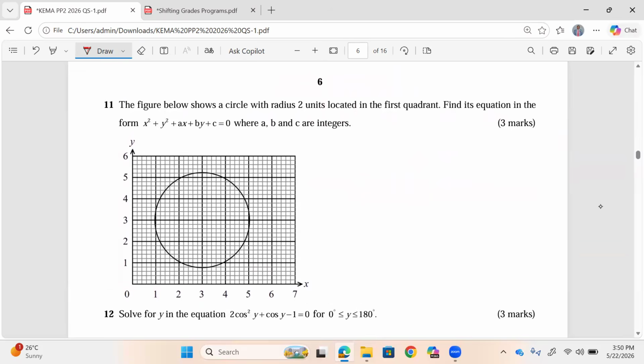Number 11, ladies and gentlemen. The figure below shows a curve with radius 2 units located in the first quadrant. Find its equation in the form given there.